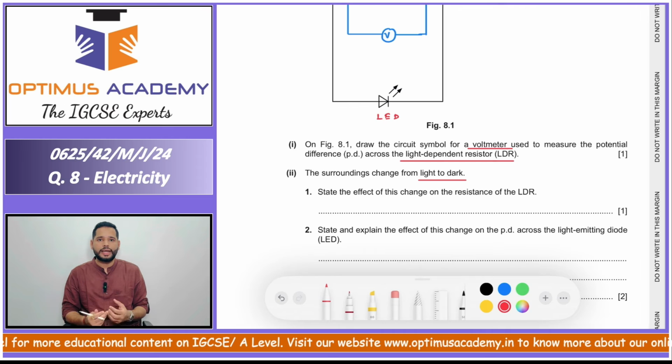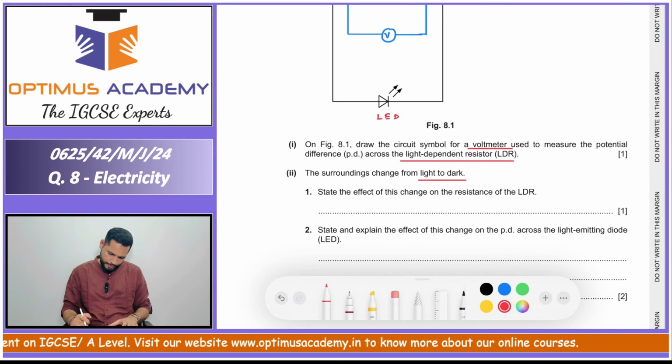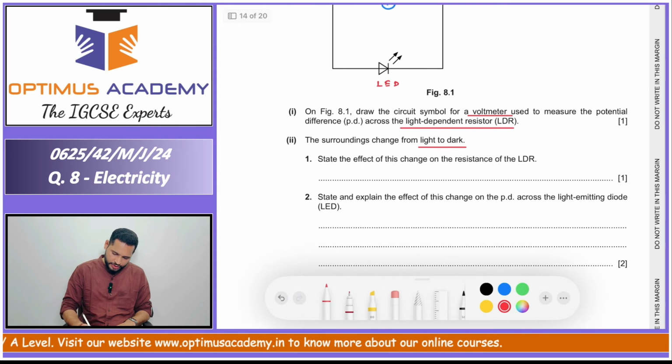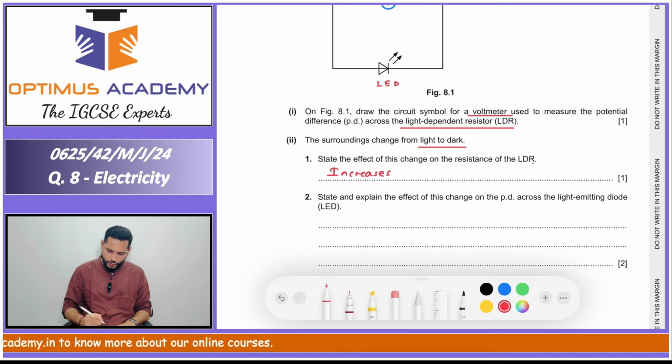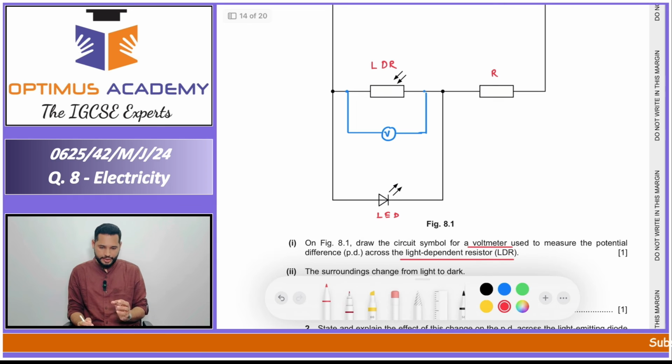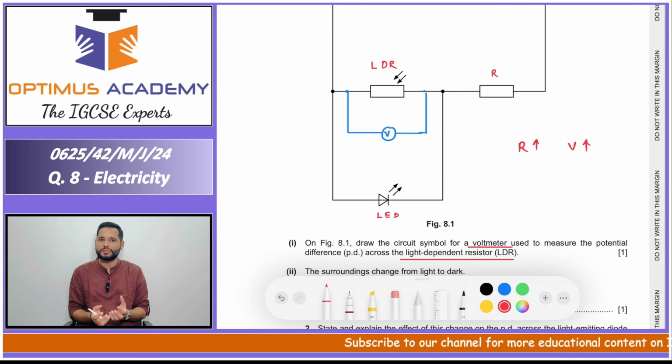Next question, the surrounding changes from light to dark. So now the light intensity has decreased, so the resistance of LDR is going to increase. State the effect of this change on the resistance of LDR. As we said, the resistance of LDR is going to increase. State and explain the effect of this change on the potential difference across the light emitting diode LED. Now, a few things to understand here: whenever the resistance increases, the voltage or potential difference across that component increases. Because what is potential difference?